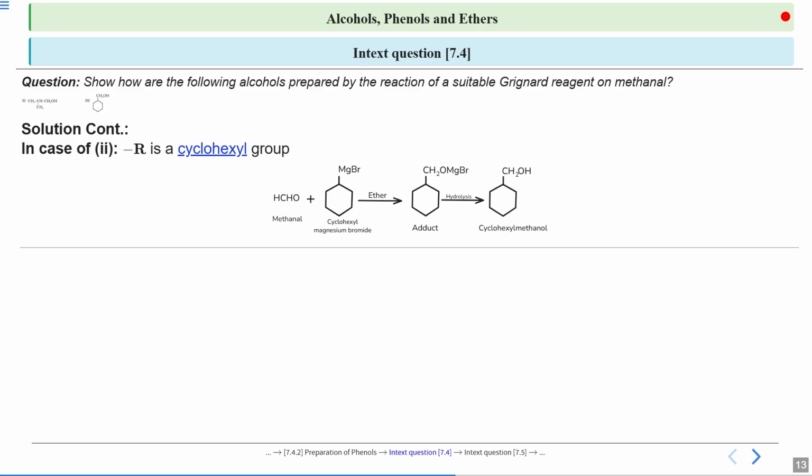Okay, so this is how in the second part you will get a primary alcohol, which is cyclohexyl methanol, after the reaction of methanol and cyclohexyl magnesium bromide. That is the Grignard reagent, where R is the cyclohexyl group.